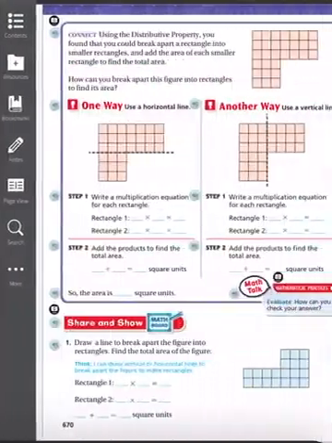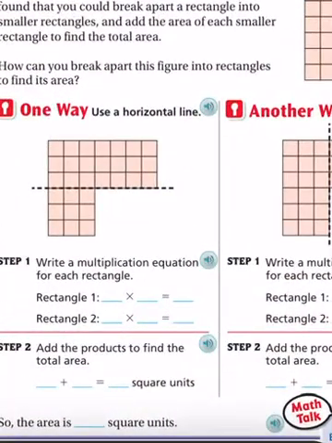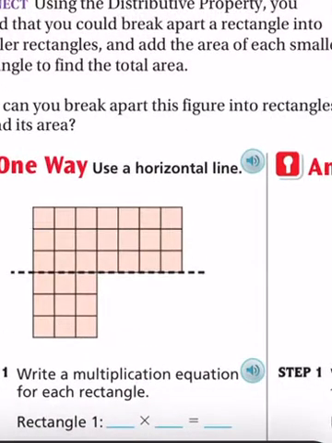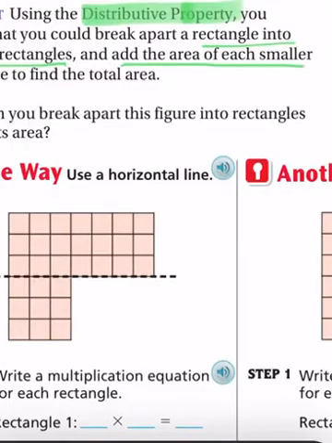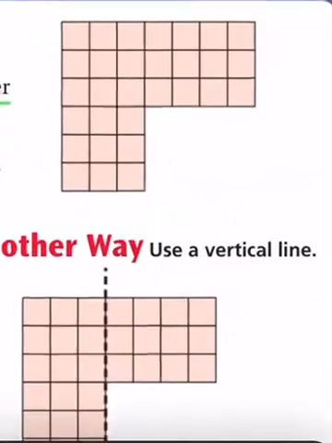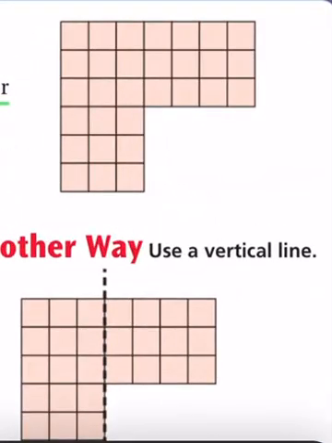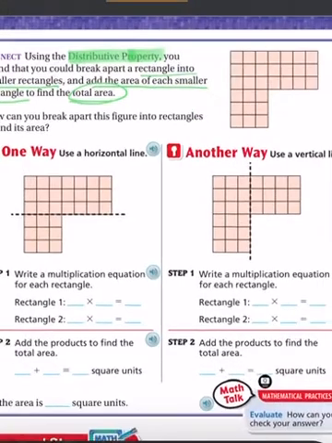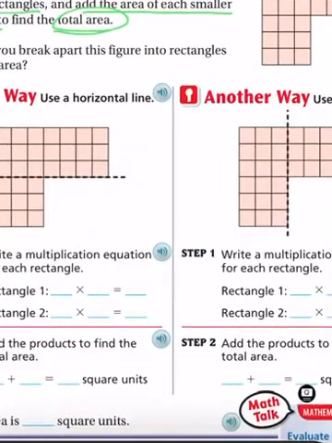Let's check out the next page. This is where it'll get a little more challenging because now we have shapes that don't look like rectangles. But we can use the distributive property, and that's what I talked about where we can break it into two smaller sections. And you found that you could break apart a rectangle into smaller rectangles, right? I just mentioned that. And add the area of each smaller rectangle to find the total area. So here we have a shape, definitely not a rectangle, but as we can see underneath that, we have two different ways we can divide that up and make rectangles.